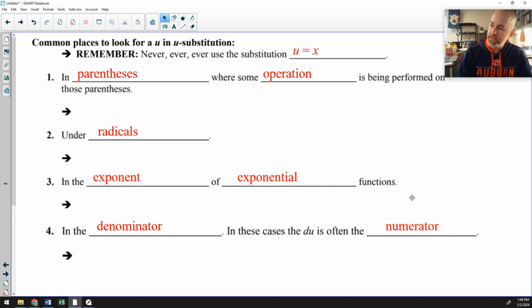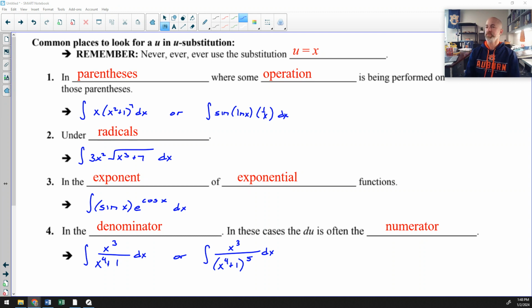Many times in these situations, the du is either the entire numerator or part of the numerator or something along those lines. And I'm going to pause this and write a few examples showing you antiderivatives that feature each of these 4 situations. Okay, so here are some examples of each of them.